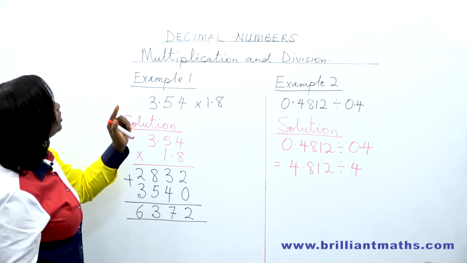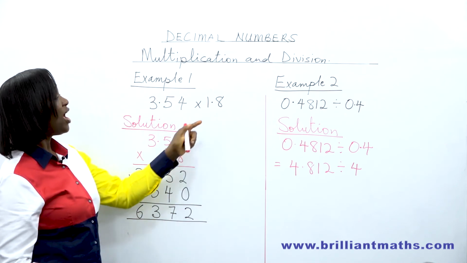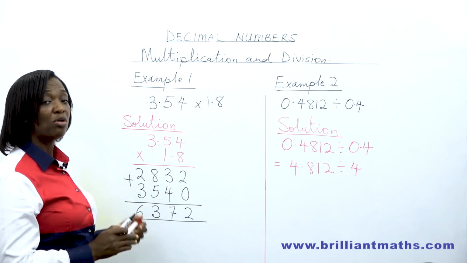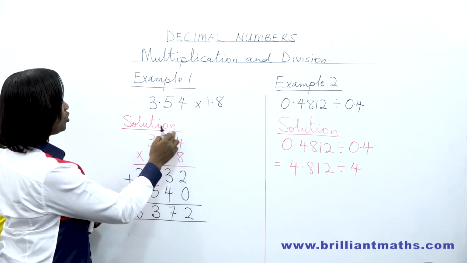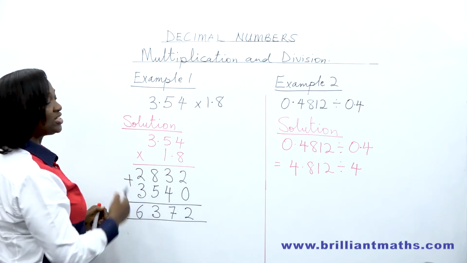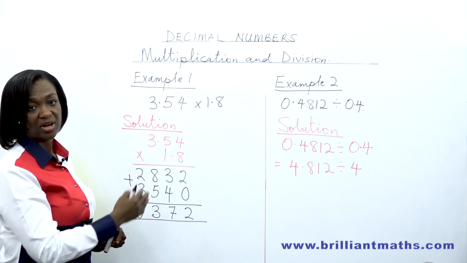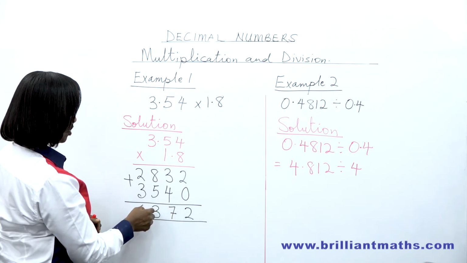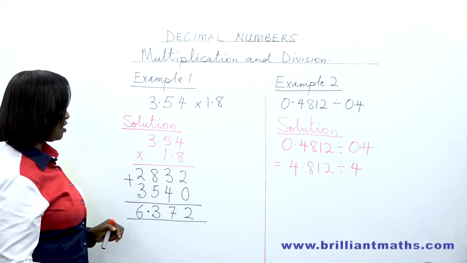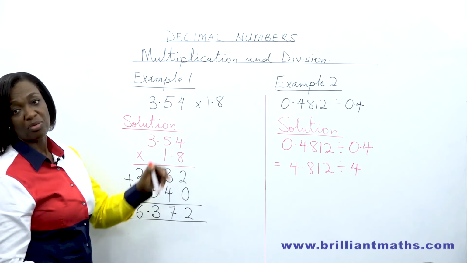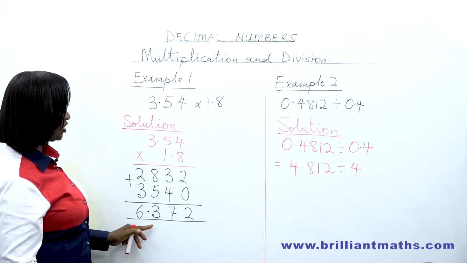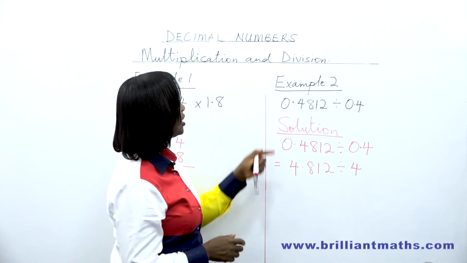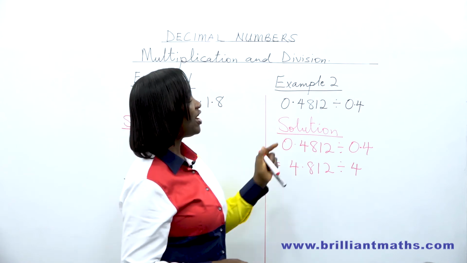But we have 2 decimal places in the first number and 1 decimal place in the second number. So you count the number of decimal places in both numbers. So we have 1, 2, 3. Then count 3 places of decimal from right to left, from the last digit going towards the left. So we have 1, 2, 3. And place the decimal point there. So 3.54 times 1.8 is equal to 6.372. Example 2, 0.4812 divided by 0.4.